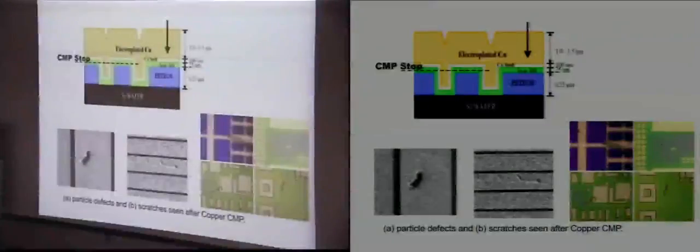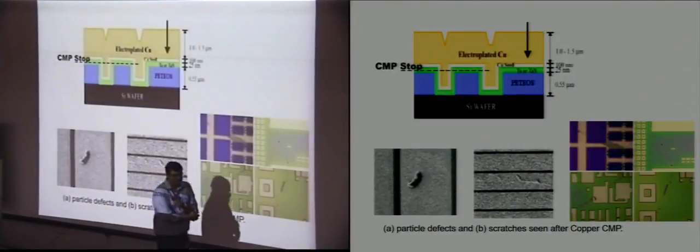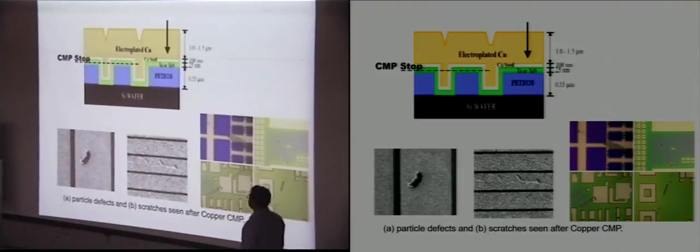In addition, problems other than dishing and erosion include these kinds of particle defects. Let's say your pad has scratched off or fallen off, that can be a problem. Scratches, of course, can be a problem also. And this shows you what I talked about with respect to the barrier layer and things like that.